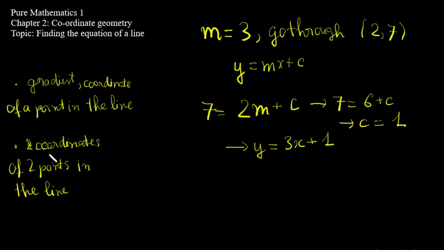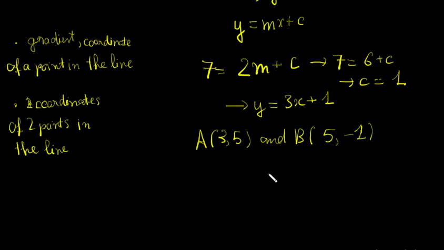Right. Moving to the next type of question, we are given the coordinates of 2 points on the line. Let me take an example. I am given the point A, which is 3 and 5, and the point B, which is 5 and minus 1. Now, how can we solve it? We just do it the same as that one.